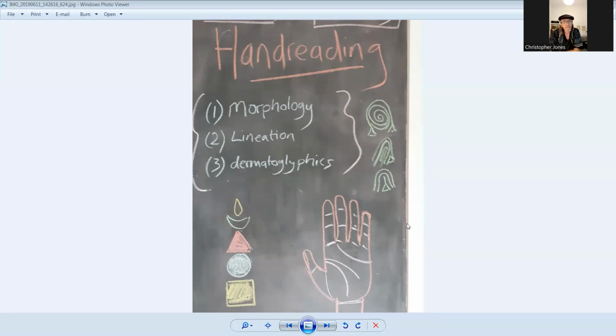And as you can see from the screen, if you want to divide hand reading into three main topics, there's the morphology or shape of the hand, there are the lines of the hand, and then there are the dermatoglyphics, the fingerprint patterns. I'm going to address this particular question because it's really important, and without this proper apprehension it creates a lot of problems in people's understanding of the hand and how to interpret and read hands.